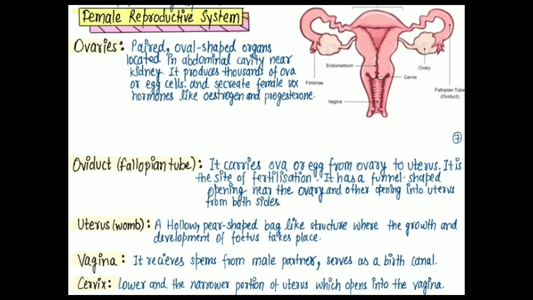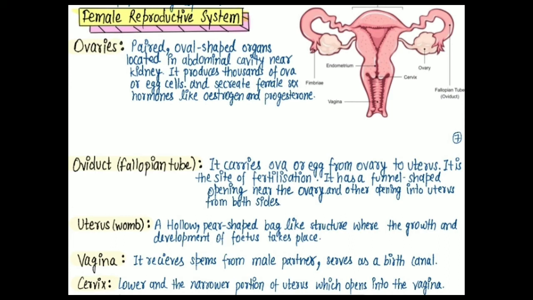Female reproductive system. Ovaries, paired oval-shaped organs located in the abdominal cavity near the kidney. They produce thousands of ova or egg cells and secrete female sex hormones like estrogen and progesterone. Oviduct. It carries ova or eggs from the ovary to the uterus. It is the site of fertilization. It has a funnel-shaped opening near the ovary and another opening into the uterus, on both sides.